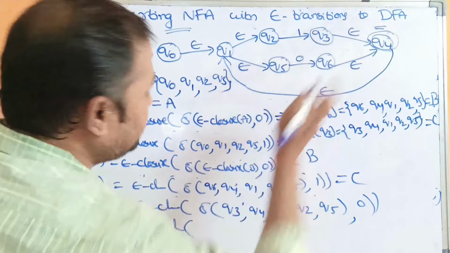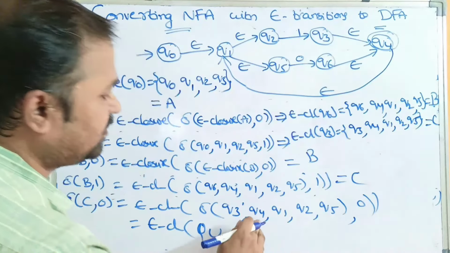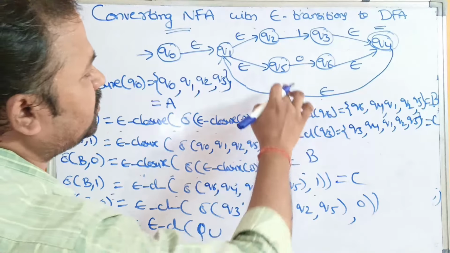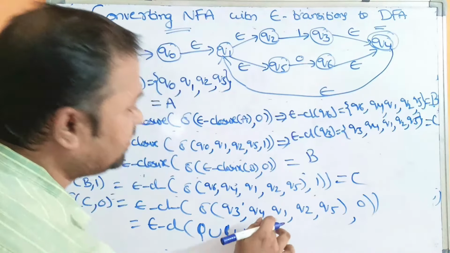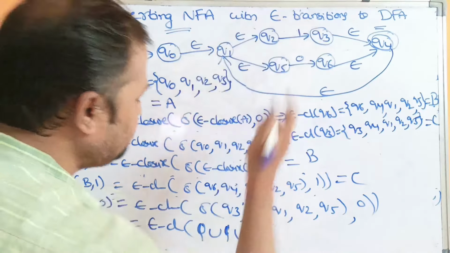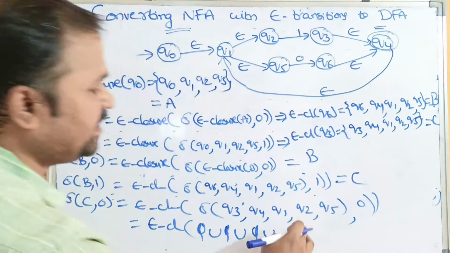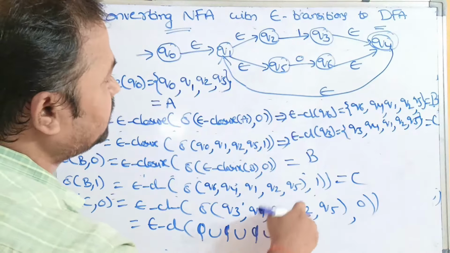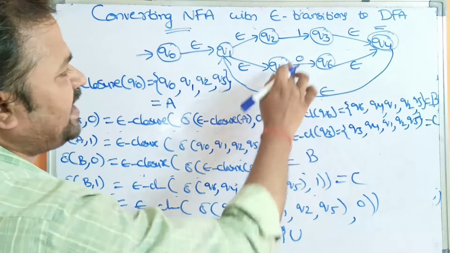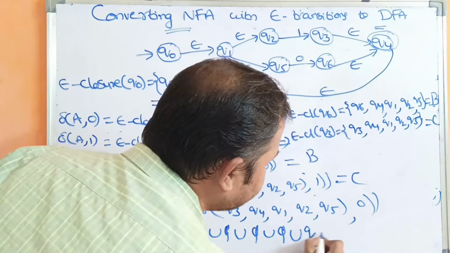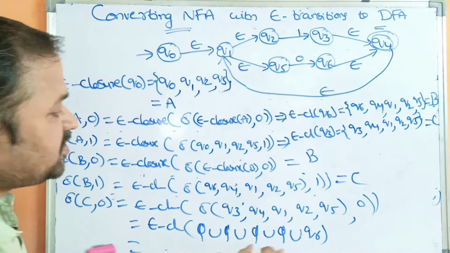What is Q3 comma 0? Phi union delta of Q4 comma 0. What is Q4 comma 0? Phi union Q1 comma 0. What is Q1 comma 0? Phi union Q2 comma 0. What is Q2 comma 0? Phi union Q5 comma 0. Q5 comma 0 means Q6. So what is epsilon closure of Q6?